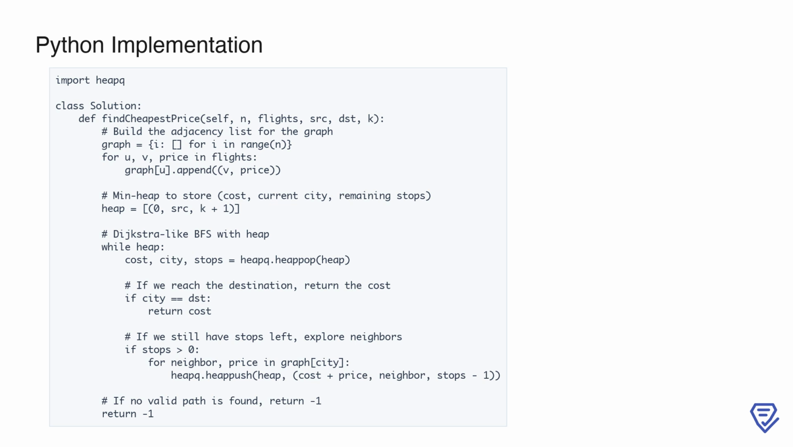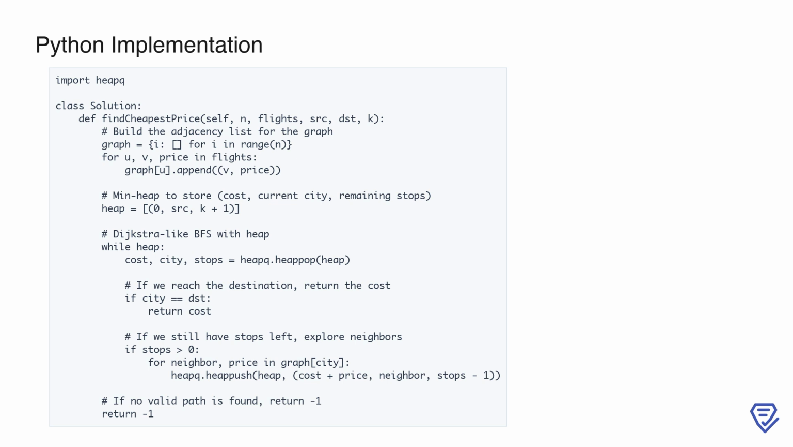stop. 4. BFS with priority queue. While the heap is not empty, extract the cheapest path, smallest cost, from the heap. If the current city is the destination, dst, return the cost since we've found the cheapest path. If we still have stops remaining, stops > 0, we iterate through the neighbors of the current city. For each neighbor, calculate the new cost and push the updated tuple (new_cost, neighbor, stops-1) into the heap. 5. No valid path. If the heap is exhausted without reaching the destination, return -1 to indicate no valid path exists within the allowed stops.